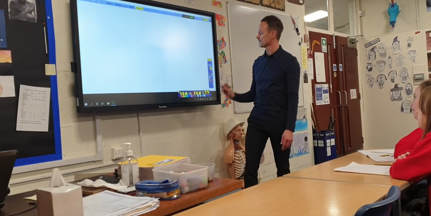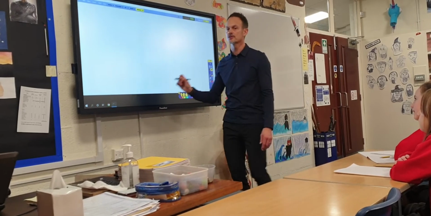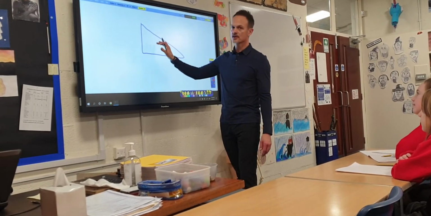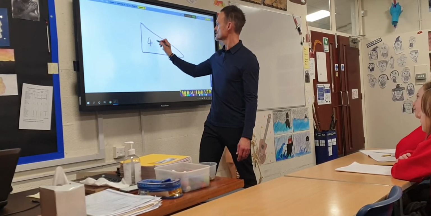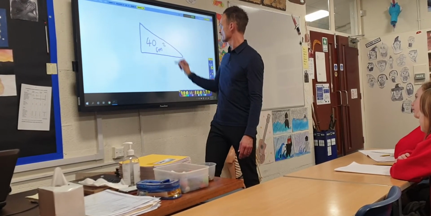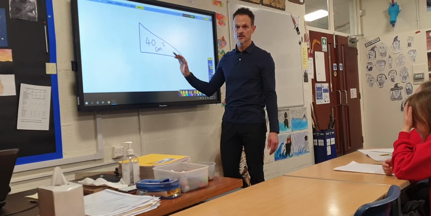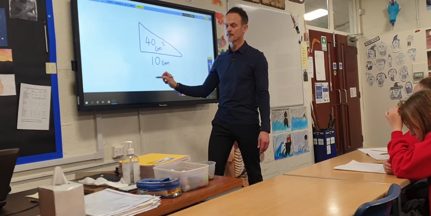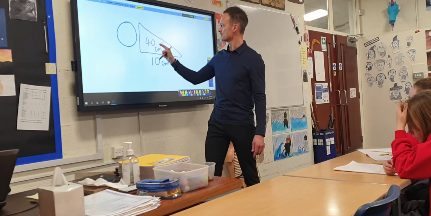People in here have not done that particularly convincingly, so we are now going to do another one. Here's my triangle. I'm going to say that my area this time is a nice, easy 40 centimetres squared. We'll make this one really, really simple. We'll have a 10 centimetre length running across the bottom. I need to know what I'm going to times it by to get this.